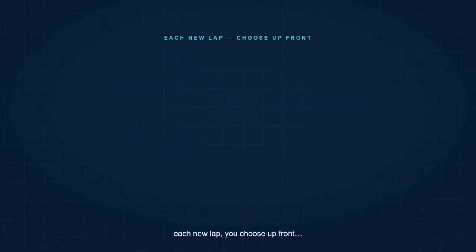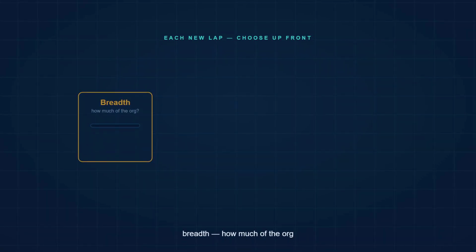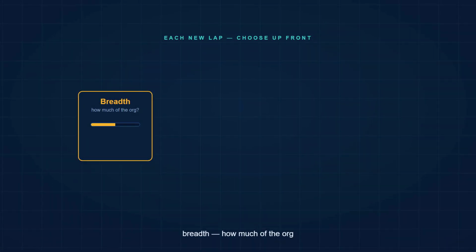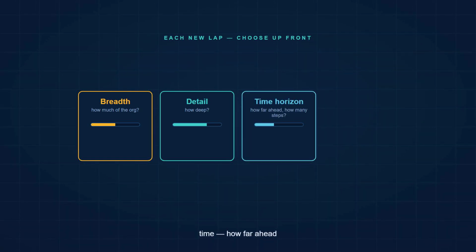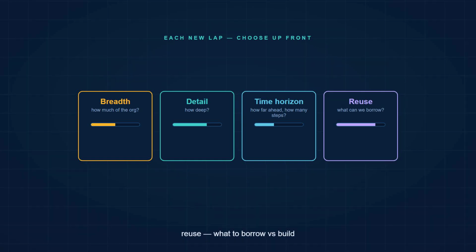Every time you begin a new lap, you don't just blindly repeat. You make a few deliberate choices up front. How much of the organization are we covering this time? That's the breadth. How much detail are we going into? That's the depth. How far into the future are we planning, and in how many steps along the way? And what can we simply reuse from work we've already done, instead of starting from a blank page? Same method, retuned for each pass.